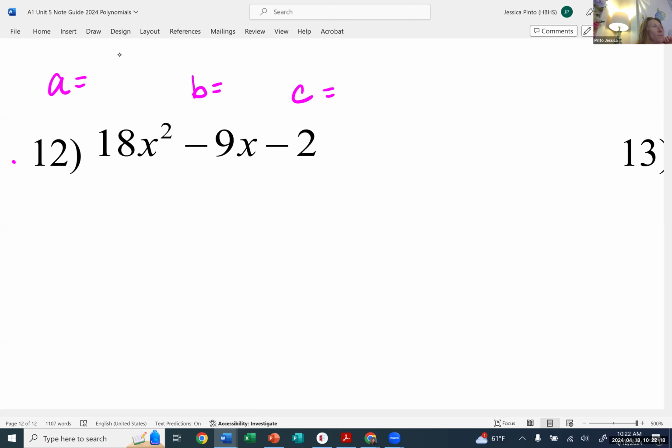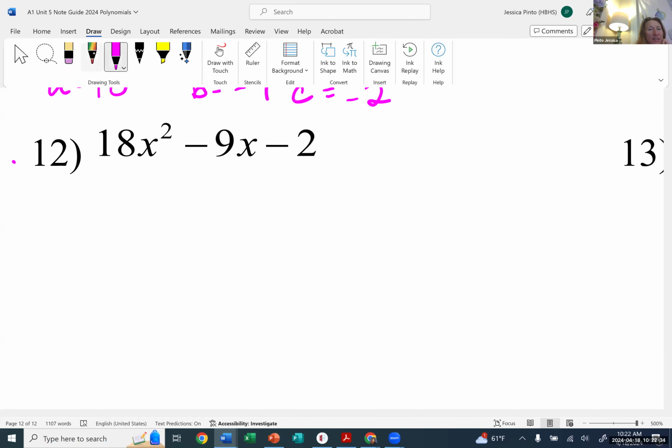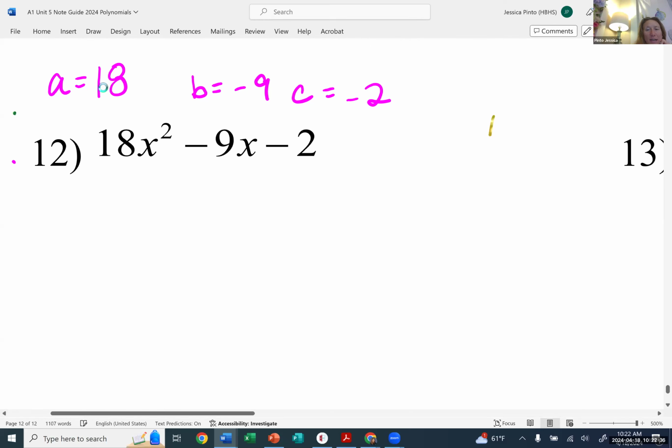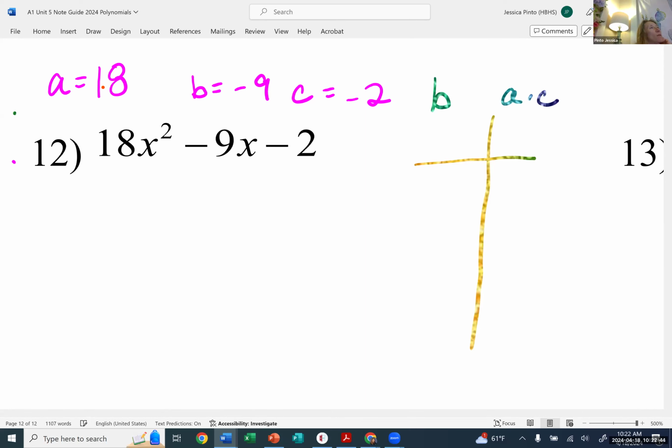A is equal to 18. B is equal to -9. C is equal to -2. Perfect. We're doing great. Now this is my side work. I'll do it in rainbow to have fun. B goes here and A times C goes here. What's the number for B this time? Very good, -9. When I multiply 18 by -2, what do I get?